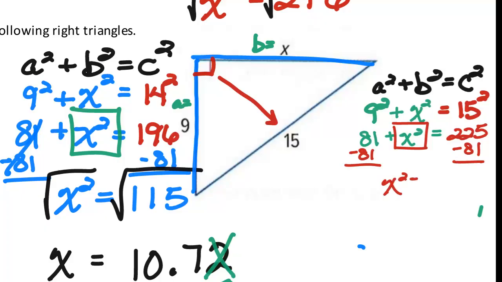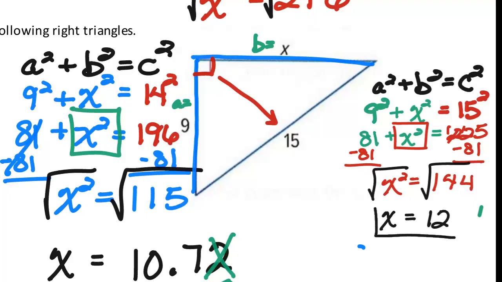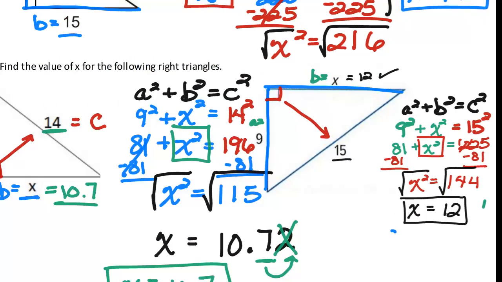X squared is equal to 144. That is a perfect square because when you take the square root, x is equal to how much? 12. Double check because x is a leg. Is 12, your leg, less than the hypotenuse, which is 15? And yes, it is. So that makes sense. How many had x equals 12?